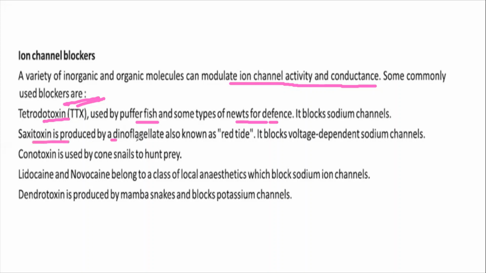Saxitoxin, which is produced by dinoflagellates, which is sometimes called the red tide. You must have seen that the ocean looks red in color. It's because of the dinoflagellates. It blocks your voltage dependent sodium channels. Then conotoxin, it is used by cone snails to hunt prey. So cone snails, you must have seen, they move very slowly, and the moment you catch them, if you are not aware of such toxin, with one simple prick the snail can actually kill you.